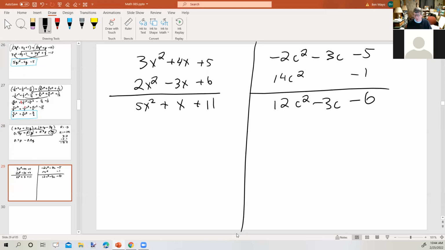I don't know about you, but I prefer adding them or subtracting them horizontally. It just seems a little more awkward doing it this way, even though with just basic arithmetic, we do add them up vertically, don't we? But we just kind of have to get used to that.